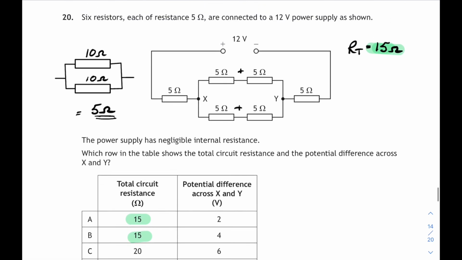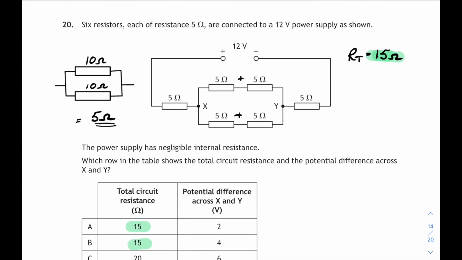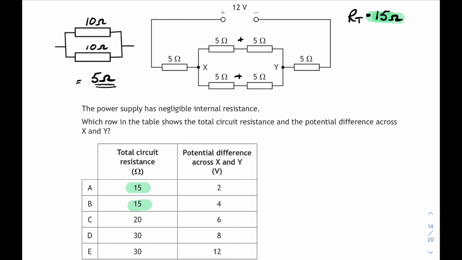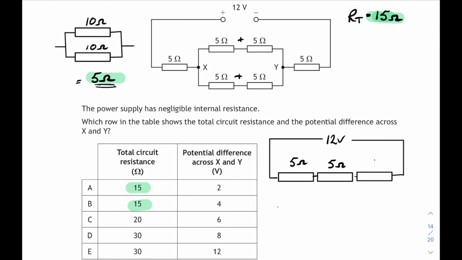So total circuit resistance means our only possible answers are A or B. And then we want the potential difference across X, Y. And remember, between X and Y, we've got a total resistance of 5 ohms. So let's draw a simplified version of the circuit. And we want the voltage across that middle section. Well, they're all 5 ohms, so they will share the 12 volt supply equally. So the voltage across X and Y is 4 volts. So that's answer B.